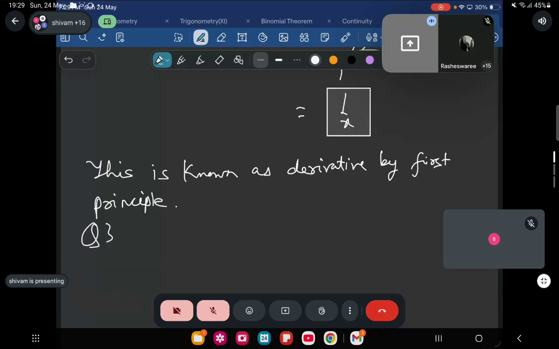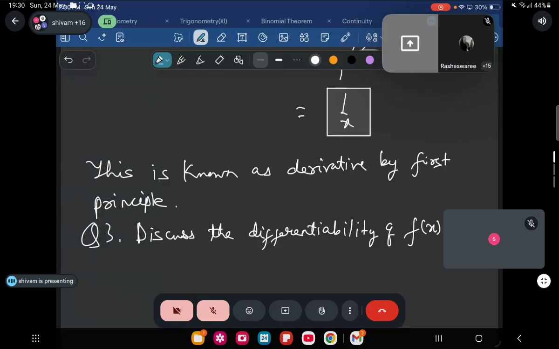Question number 3. Discuss the differentiability of f of x equal to e to the power minus mod of x at x equal to 0. Solve. f of x equal to e to the power minus mod of x at x equal to 0.